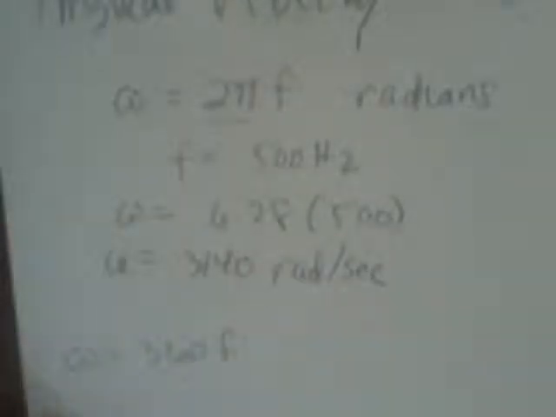Now, if you're looking for total angle generated, that's a different one, and that's explained in one of the videos as well. Now, if I want to measure in degrees, I take 360 times the frequency. So make sure you are multiplying by either 2 pi for radians or 360 for degrees.